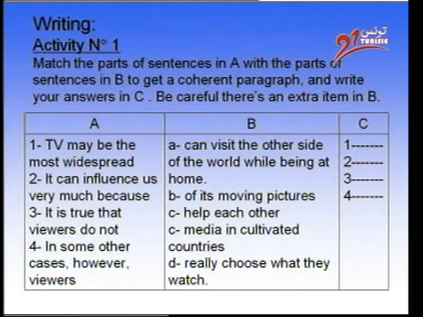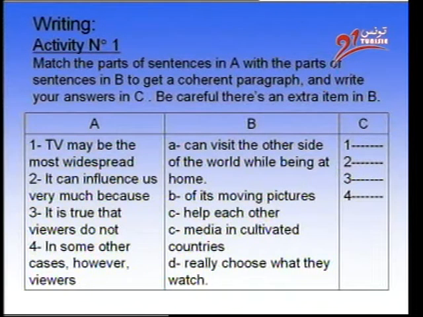Now let's find a link to the first part of a sentence and let's match it with the rest of it. TV may be the most widespread. Widespread what? Actually here we need a noun.